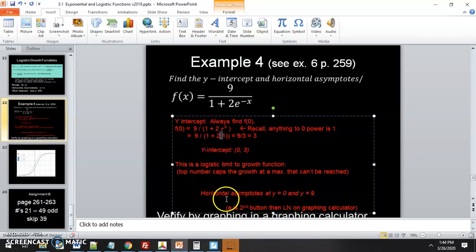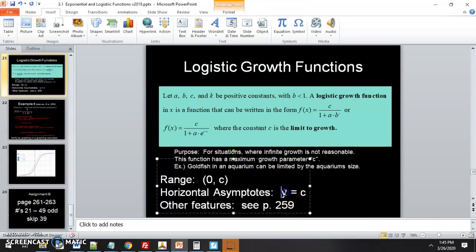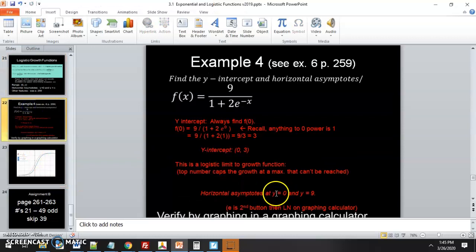The horizontal asymptote, which is the limit, is the numerator, which is 9. y equals 9 is the top horizontal asymptote, but also you have a bottom horizontal asymptote, which I probably forgot to write on this page here. So you have a horizontal asymptote at y equals 0 and at y equals c. So you have two horizontal asymptotes.